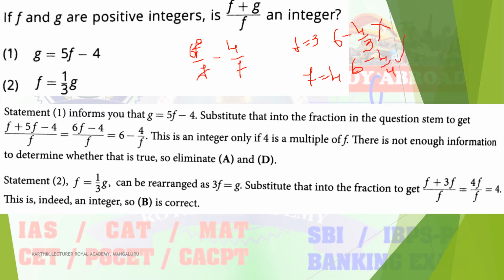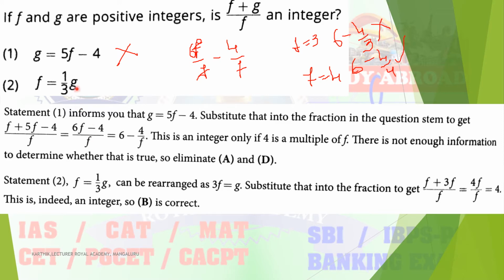So from the first statement alone, you can't answer the question. You are getting two different answers, one is no, one is yes, based on the value of f. Here the value of f is not mentioned, so you can't determine the answer. Okay, go for the second statement. In the second statement, what is it telling?